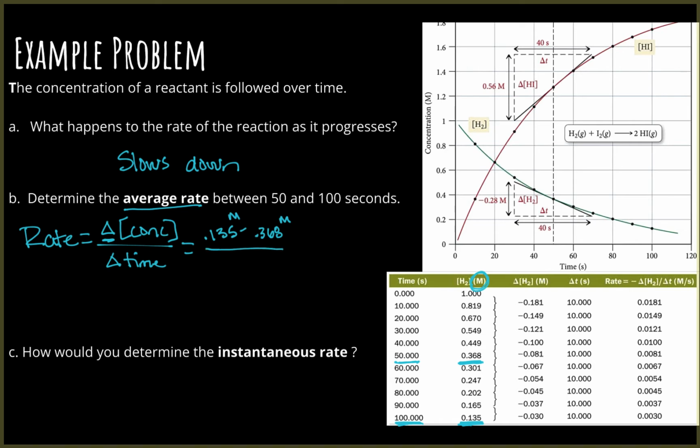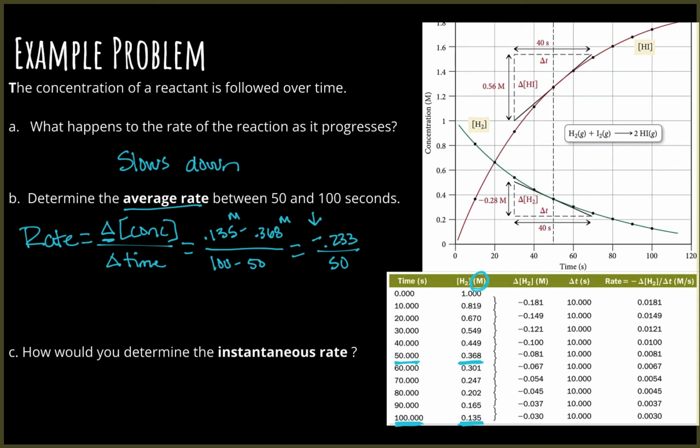And then for the bottom part of this, we need the change in time. So final was 100, initial was 50. So 100 minus 50. So then our change becomes negative 0.233 over 50. Now what that negative sign is telling us, again, is a directional indicator. If a rate is negative, that means the concentration is decreasing. If the rate is positive, that means the concentration is increasing. And again, on the next slide we'll see that a little more.